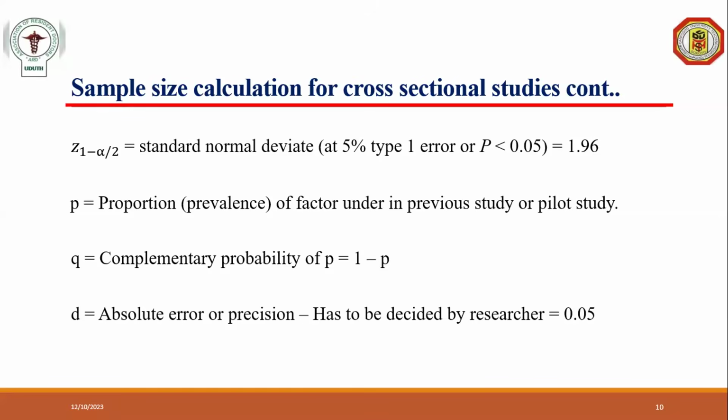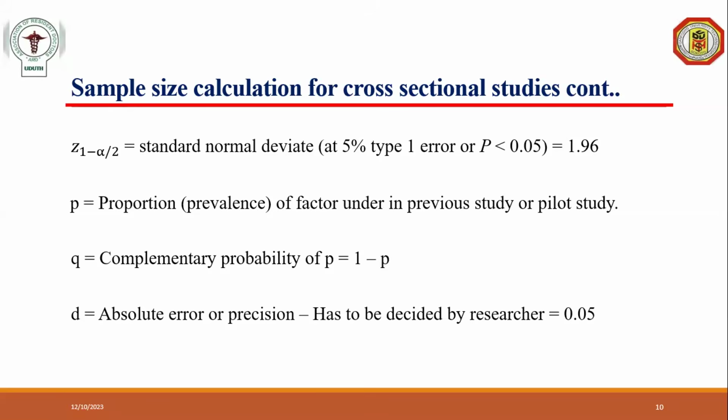Then Q. Q is the complementary probability of P. That is 1 minus P. Once you have your P, then Q will be 1 minus P. So if your P is 50%, then your Q will be 1 minus 50, which is also 50%. If your P is 90%, then your Q will be 100 minus 90, which will be equal to 10.